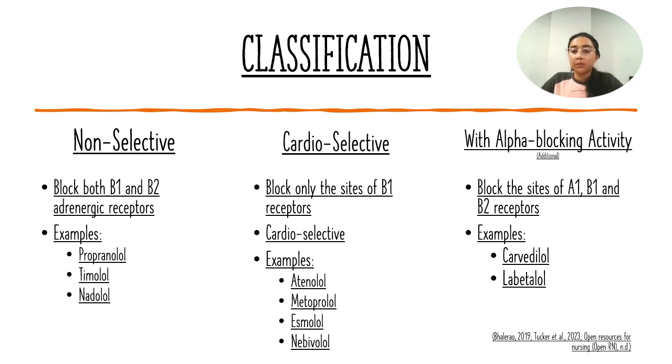And coming to the third one, with the alpha blocking activity, they block the alpha-1 adrenergic receptors that produce vasoconstriction. So the effect that they produce is also vasodilation. The examples are carvedilol and labetalol. These are also called the third generation of beta blockers.